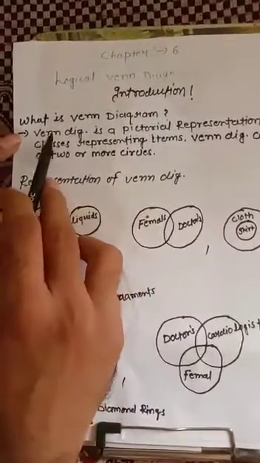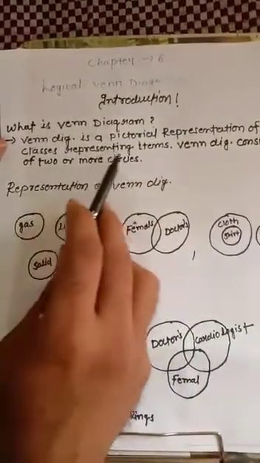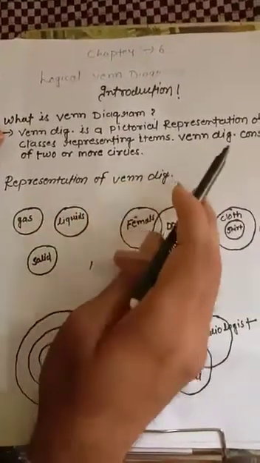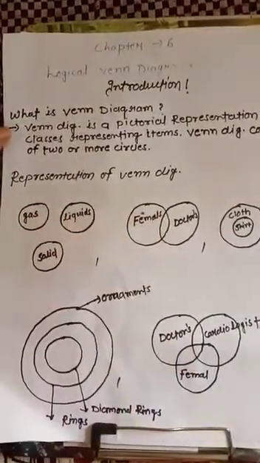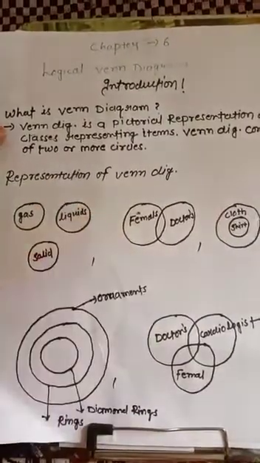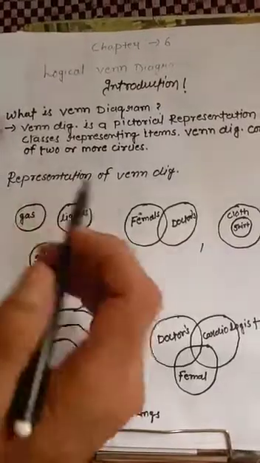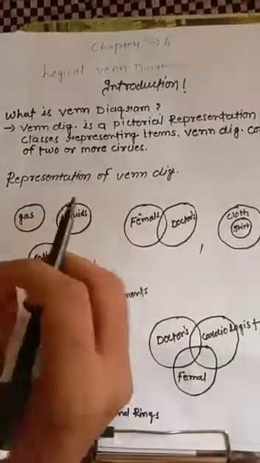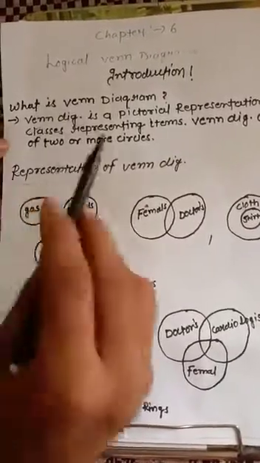So a Venn diagram is a pictorial representation of classes representing items. A Venn diagram consists of two or more circles. Now what does it mean? It means with the help of a Venn diagram we can represent many kinds of classes, but what is the relationship between those classes, we have to discuss, and that is all about Venn diagrams.